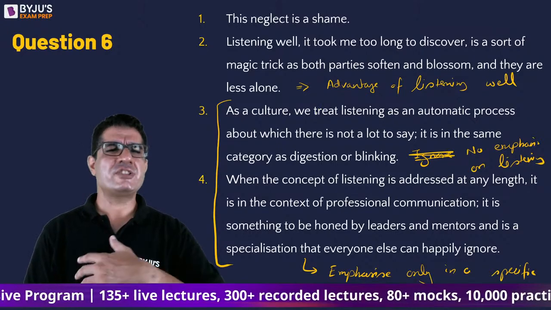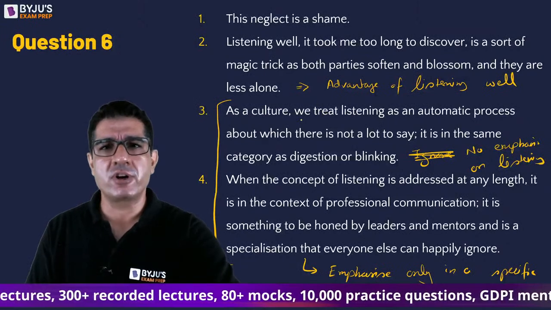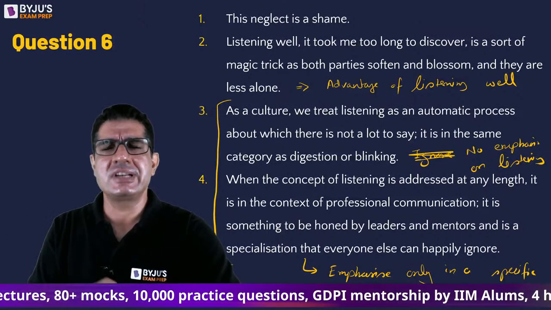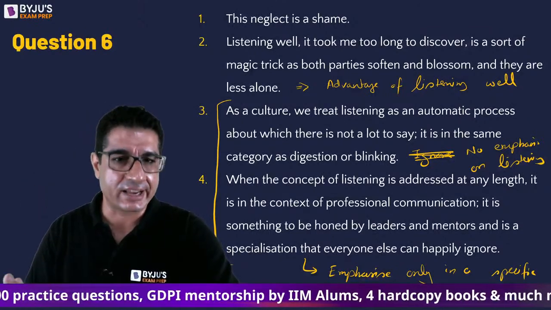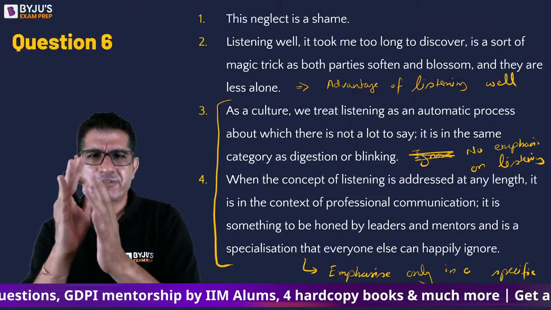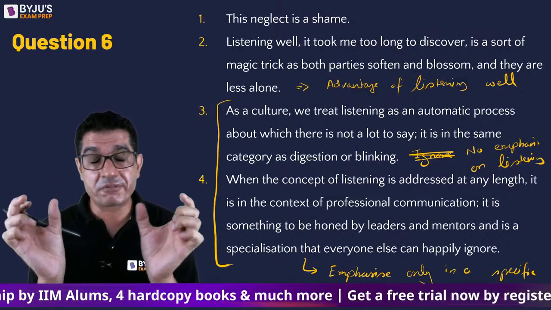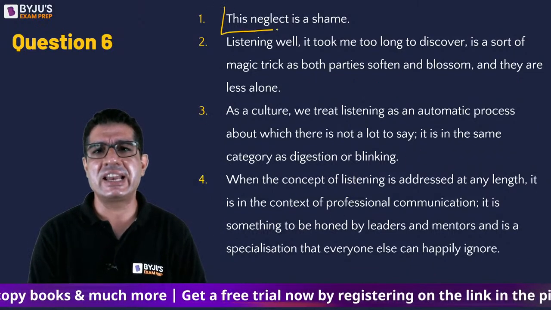So if I just look at the ideas, you notice 2 is different from 3 and 4. 2 is talking about the advantages of listening. 3 says we don't focus on listening. 4 says, okay, when we do it, it's only in a very specific context. So you realize we have 3 and a 4, and then we have 2. They represent 2 different ideas. And then in first, you have this neglect.